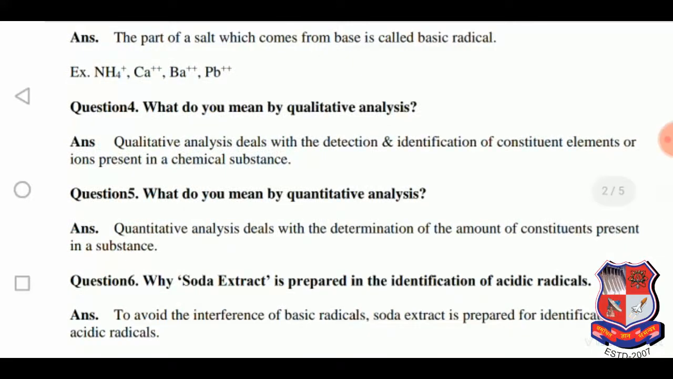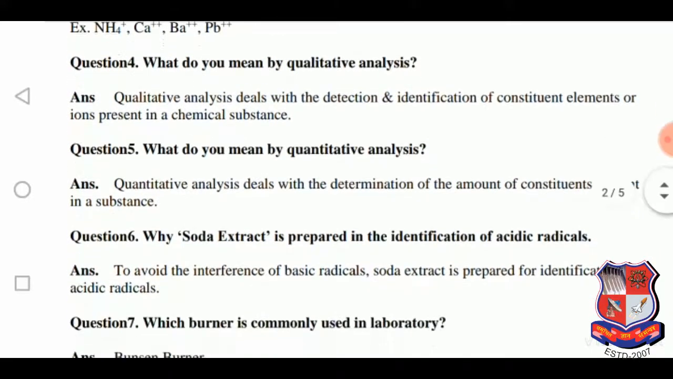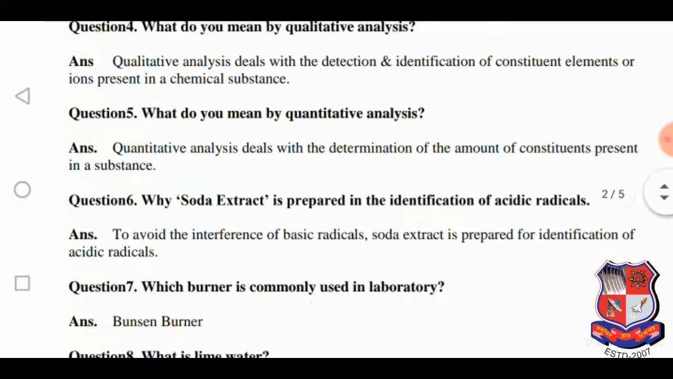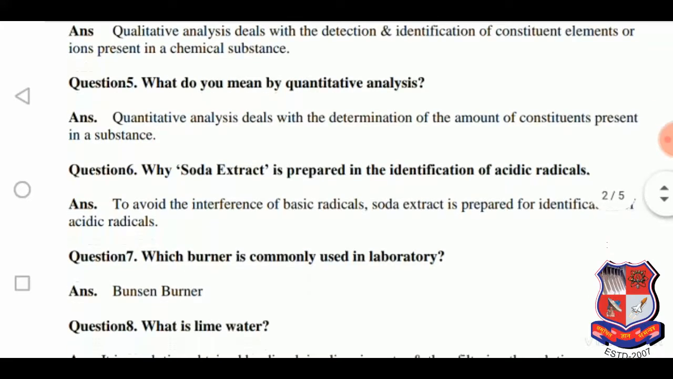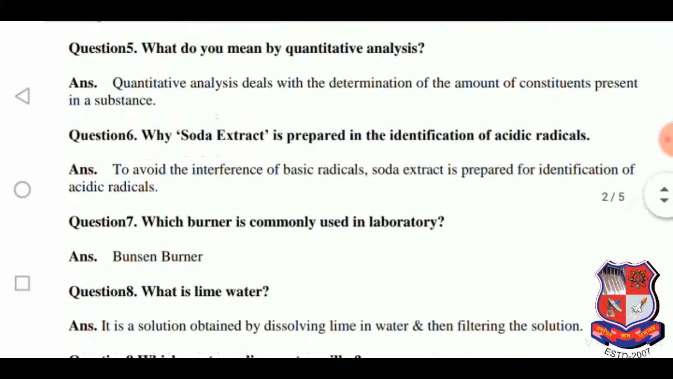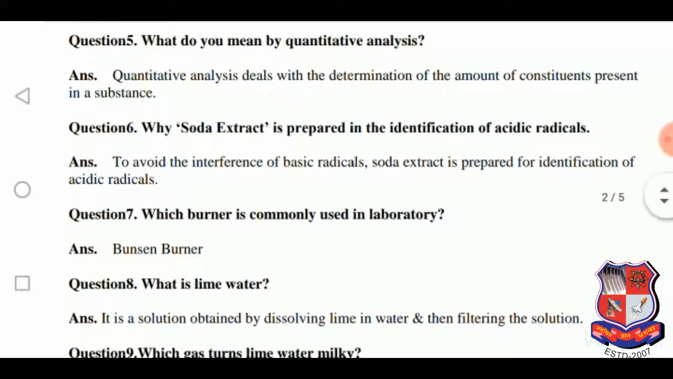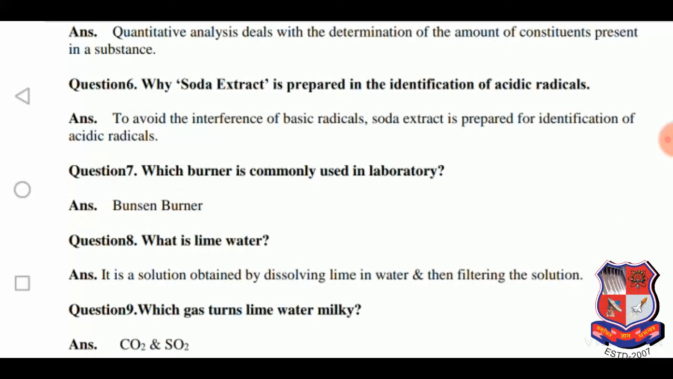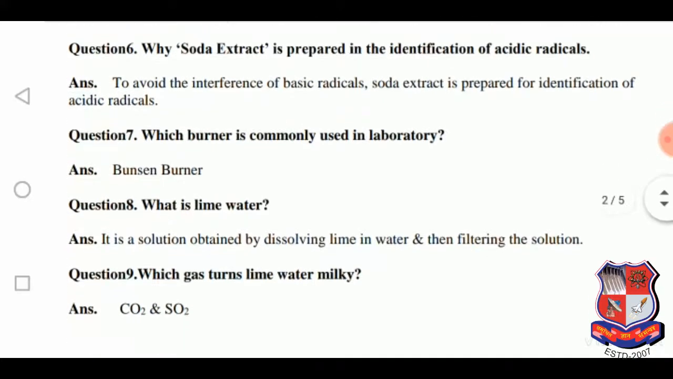What do you mean by qualitative analysis? Qualitative analysis deals with the detection and identification of constituent elements or ions present in the chemical substance. What do you mean by quantitative analysis? Quantitative analysis deals with the determination of the amount of constituent present in the substance. Why is soda extract prepared in the identification of acidic radical? To avoid the interference of basic radicals, soda extract is prepared for identification of acid radical.